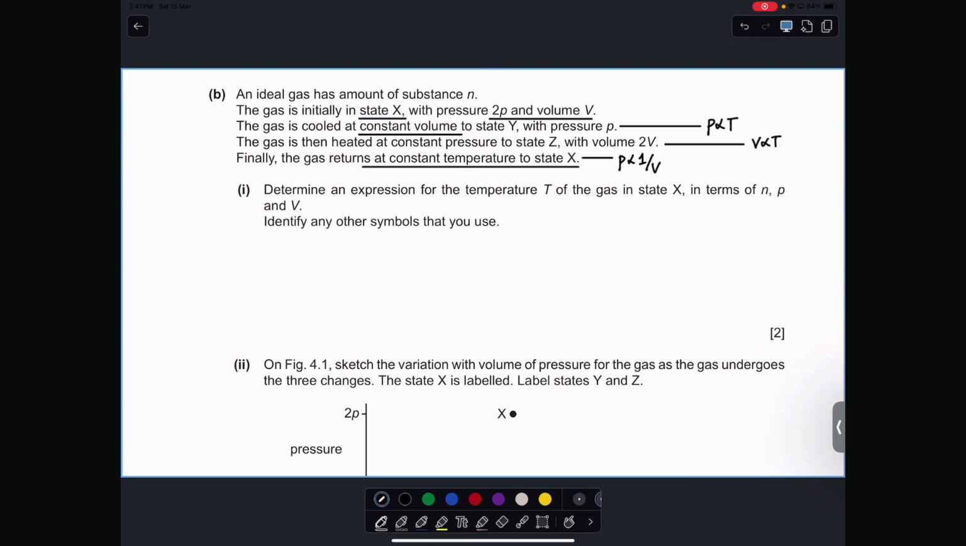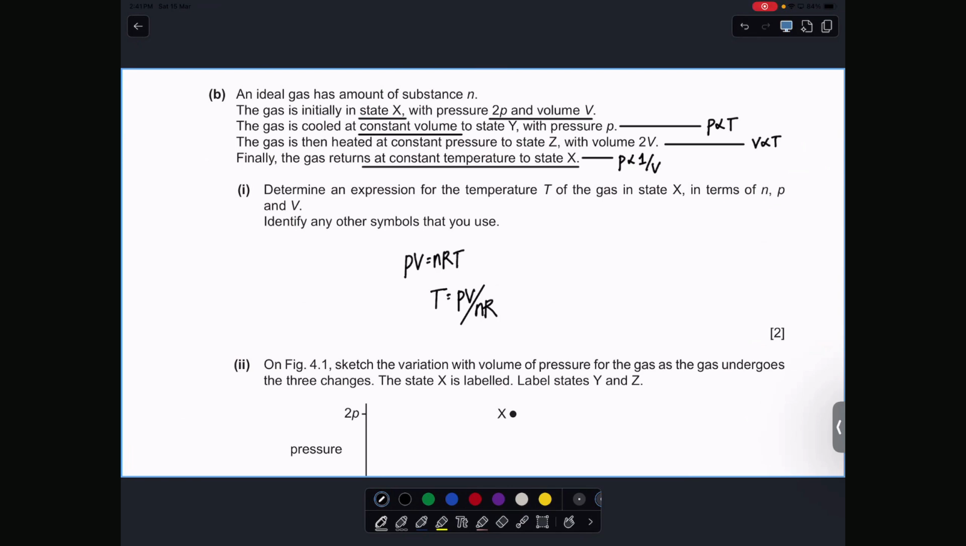Boyle's law. We figured that out because most likely they're going for that adiabatic process that we cycle. It looks like this, but maybe not. Determine an expression for the temperature T of the gas in state X in terms of n, P, V. PV equals nRT, so T equals PV divided by nR. Is that okay?